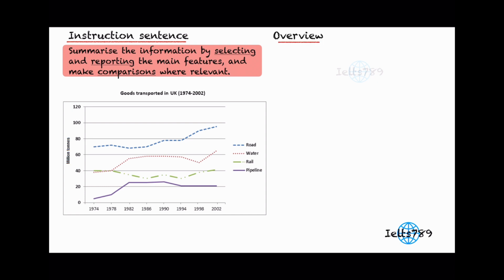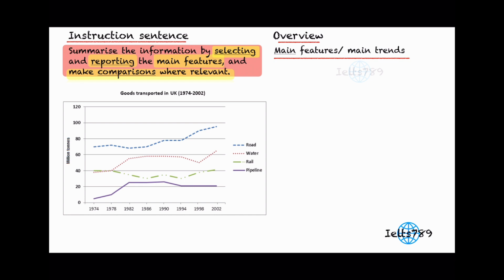In other words, the overview we write has to focus on the main features or the main trends, which we select, report, and make comparisons where relevant. And for line graphs, comparisons are always relevant. How do we select the main features or main trends to report or write about? For one, these would be the eye-catching parts of the graph, where your eyes are most drawn to. Feel free to pause the video and pay attention to where your eyes are drawn to.